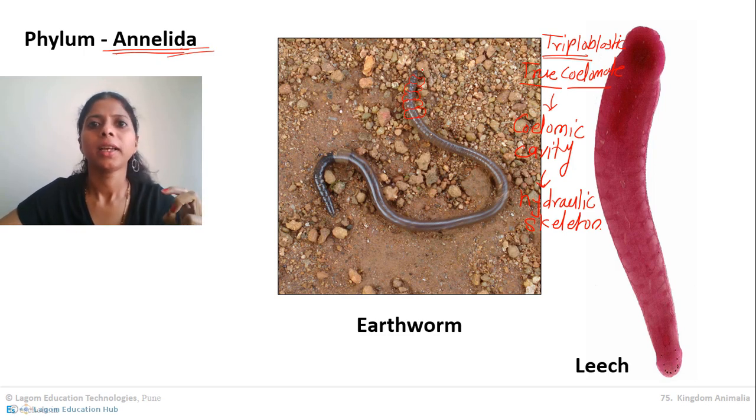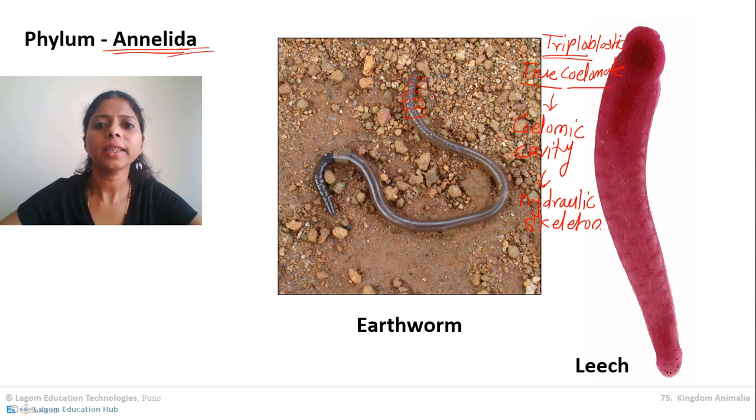Then as they are triploblastic, mesoderm is present, so all different kinds of muscles are present in this animal. They are having longitudinal muscles as well as circular muscles. All different types of muscles are present in this Annelida. In leech very strong muscles are there. In earthworm very strong muscles are there. Even other examples are having properly developed muscles.